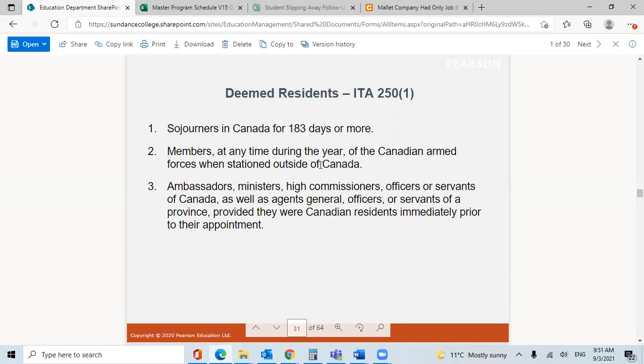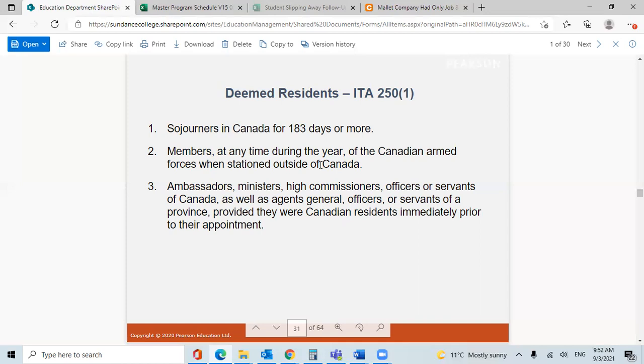wait, there's one more thing I need to mention regarding deemed residents and part-year residents. Deemed residents are taxed on their worldwide income for the entire taxation year. A part-year resident is only taxed partially, for the part of that year. But deemed residents are taxed on all of their income for the entire taxation year. Okay, so the first deemed residence situation is students in Canada for over 183 days.